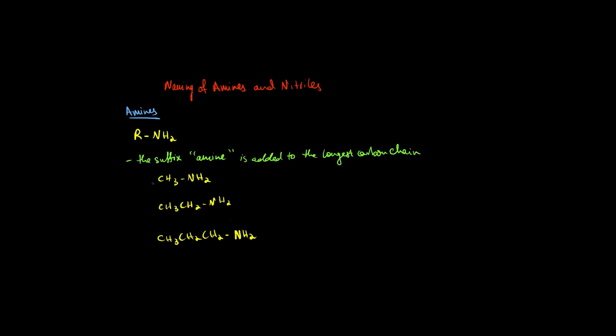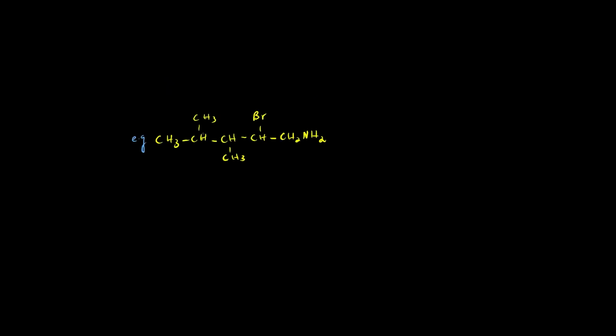Now the first three amines I have written in front of you, the first three primary amines. Now keep in mind that the suffix amine must be added to the longest carbon chain. So the first amine would be called methylamine, the second would be called ethylamine, and the third would be called propylamine, and so on. Right?